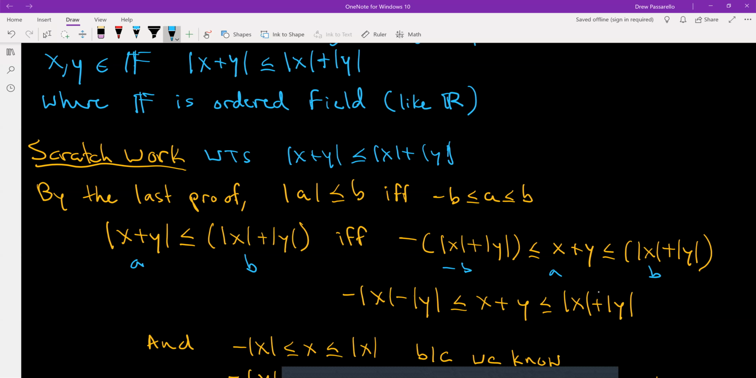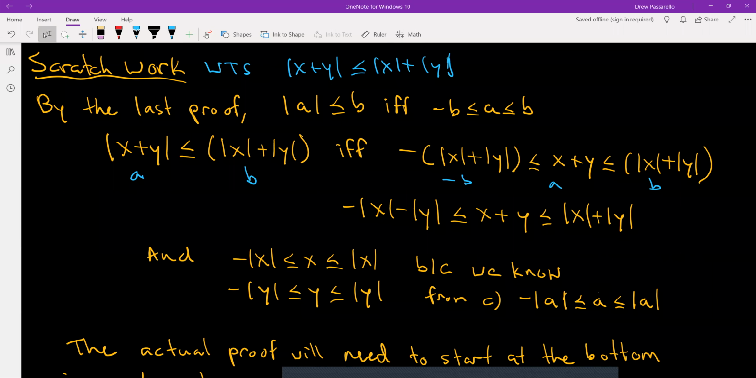All right, so then if I distribute the negative, that gives us negative absolute value of x minus absolute value of y, less than or equal to x plus y, and then I just dropped the parentheses of the absolute value of x plus the absolute value of y. And we know for each component, because of part C, knowing that negative absolute value of a is less than or equal to a, less than or equal to absolute value of a, we can state that negative absolute value of x is less than or equal to x, less than or equal to absolute value of x, and the same thing for y.